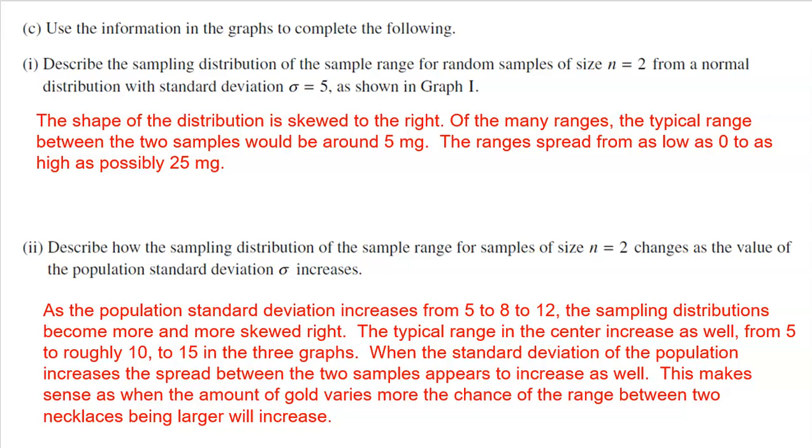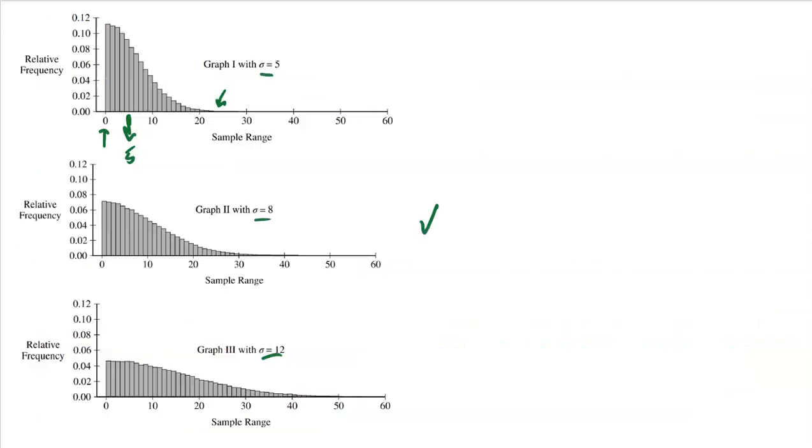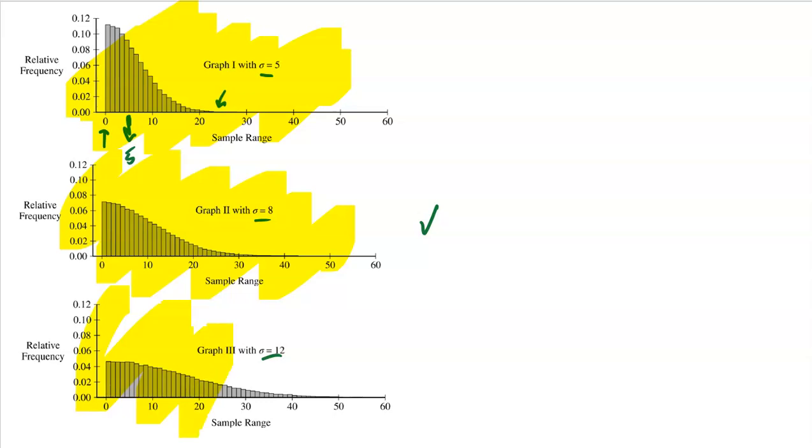All right, now the second question here says, describe how the sampling distribution of the sample ranges for the sample size of 2 changes as the value of the population standard deviation increases. So now they want us to describe how these different distributions change when we go from using a standard deviation of 5 to a standard deviation of 8, to a standard deviation of 12. So what I was noticing is that they're all skewed right, but the bigger the standard deviation, the more skewed they become.